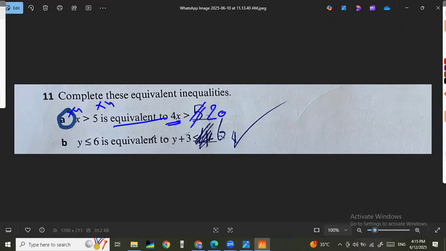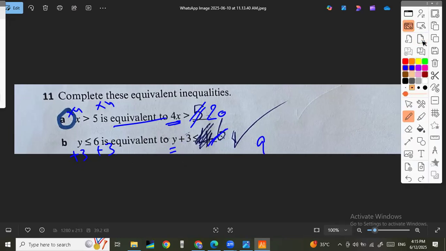Same thing over there. What happened to the y? They added 3. Then add their 3. It is going to be a 9. Good. So it is y plus 3 is less than or equal to 9. Next question.